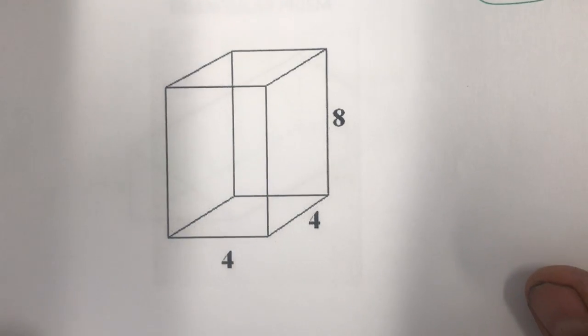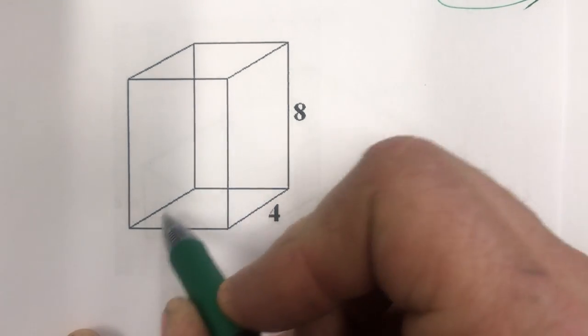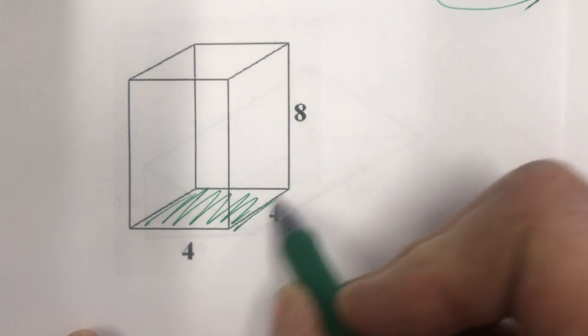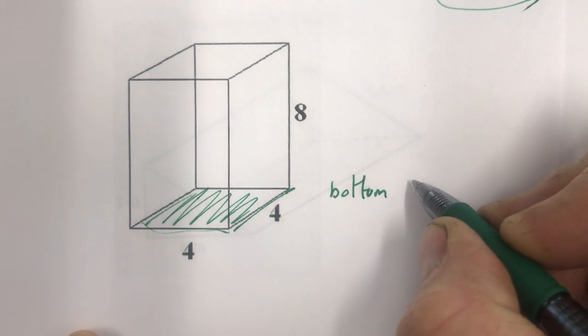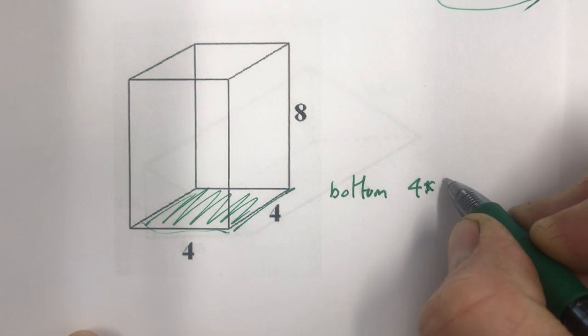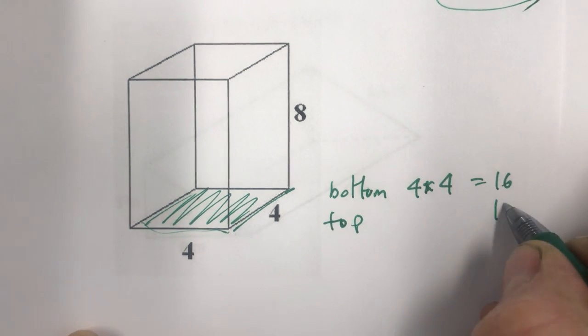Here's another one, another rectangular prism. Okay. Let's do the bottom down here. The bottom, see it's 4 long and 4 wide. So bottom, 4 times 4, 16. That means the top is also 16.